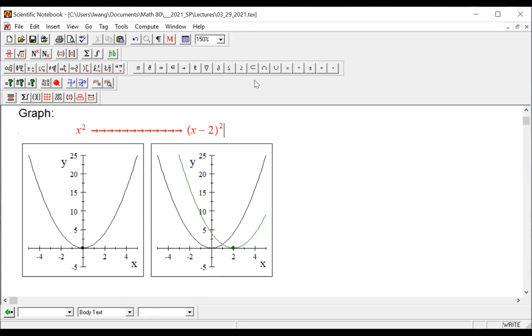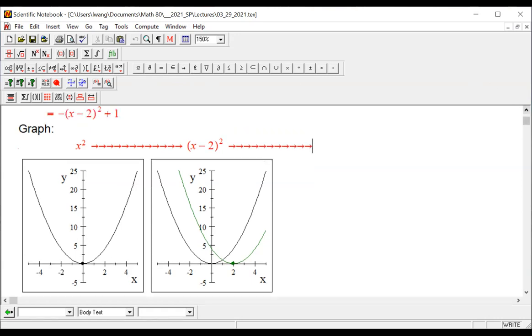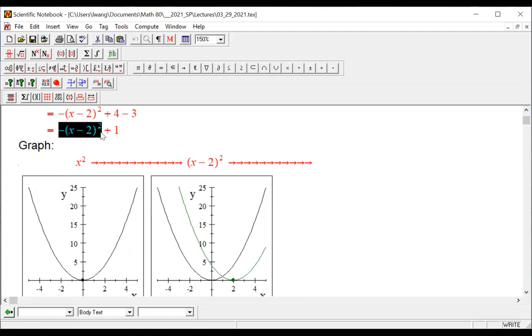And the next shifting is gonna be where? The next shifting is gonna be negative x squared, x minus 2 squared. This is according to the order of operation, okay? So how do I figure this out? It's by order of operation, okay? So this is the fundamental reason.